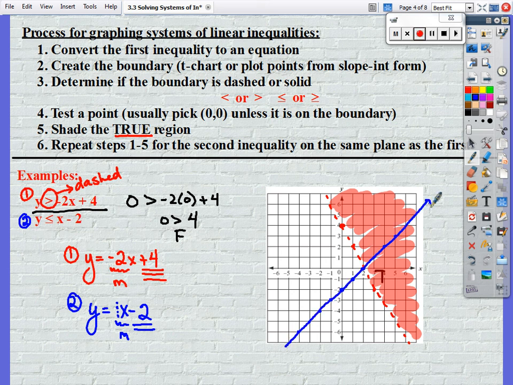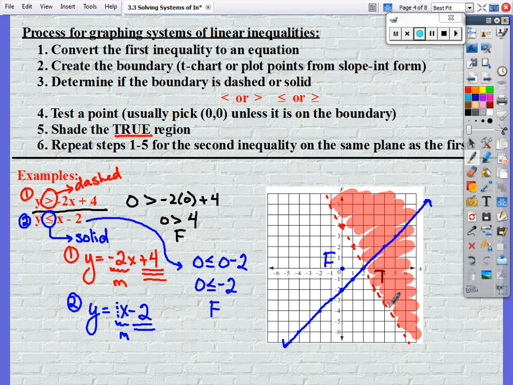This one's going to be solid. And if you look right here, this is telling me that it's a solid boundary. So I can connect those dots with just a solid line. At that point, we do want to test a point. Let's go 0, 0 again. So this time I plug into this inequality: 0 is less than or equal to 0 minus 2. Is 0 less than or equal to negative 2? I believe that's false as well. 0 is actually bigger than that. So this is false. This side of the blue one is true.